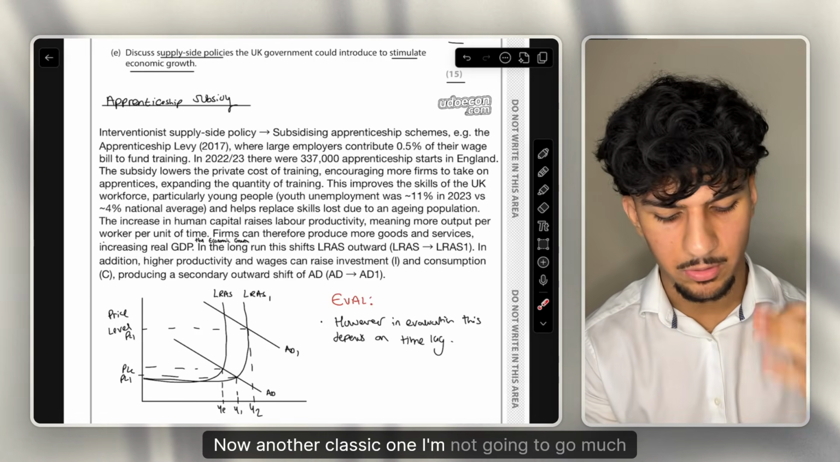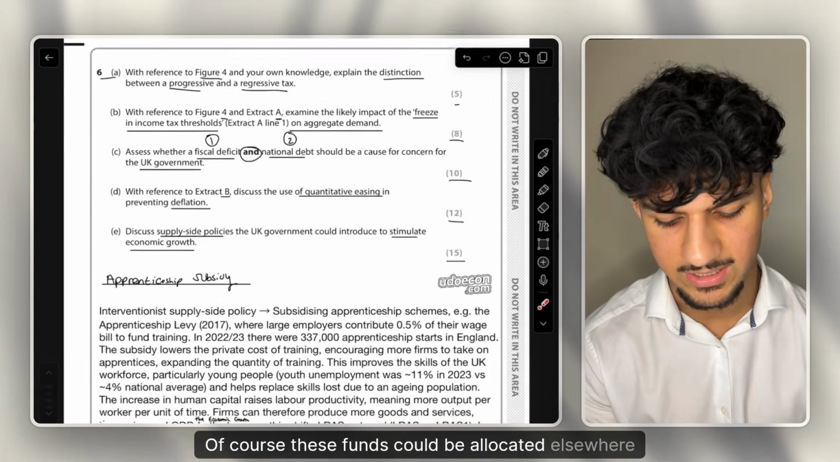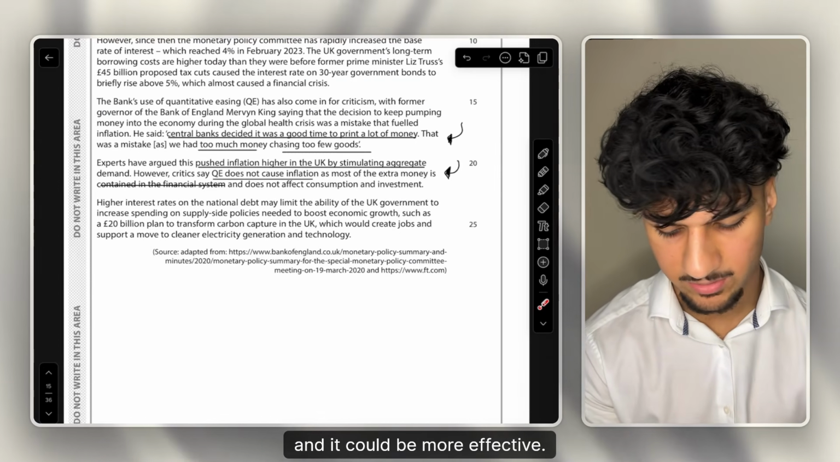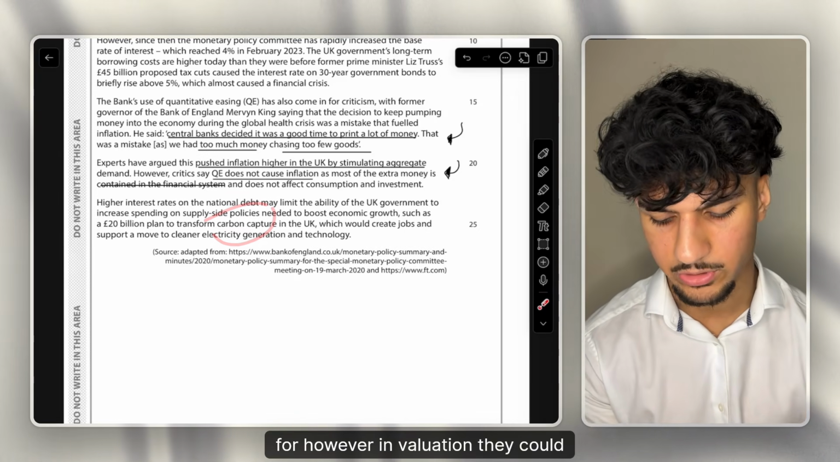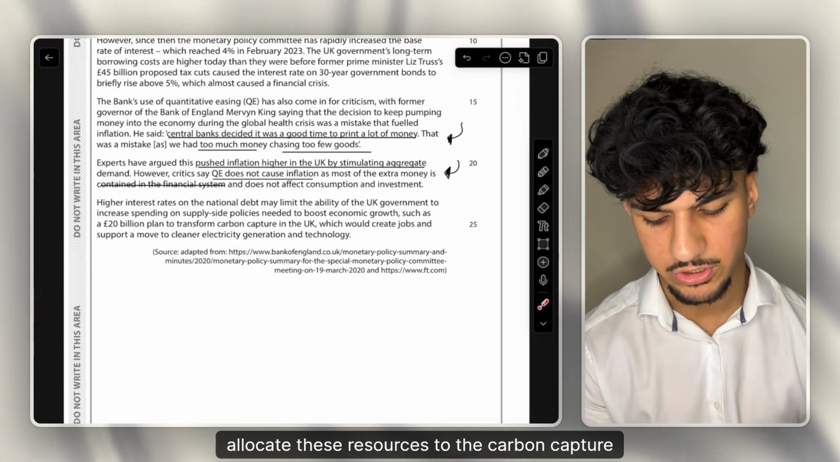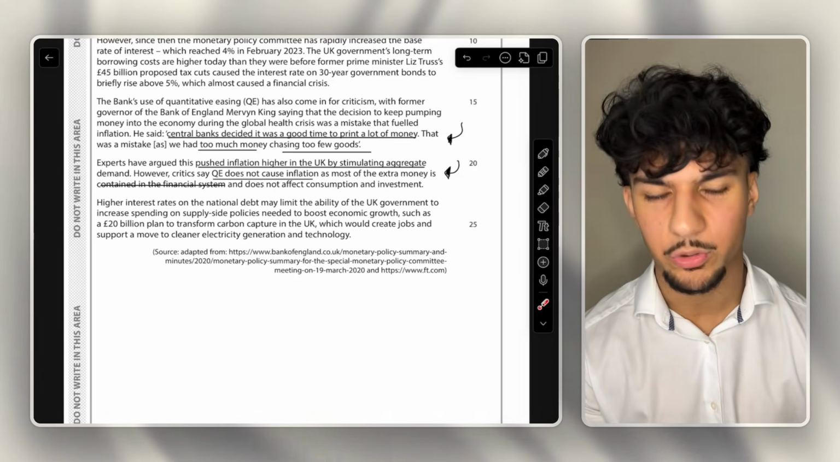Now, another classic one, I'm not going to go much in depth with, is opportunity cost. Of course, these funds could be allocated elsewhere and it could be more effective. For example, you could even say the carbon capture, for however in evaluation, they could allocate these resources to the carbon capture, which with cleaner electricity generation technology could be more effective.